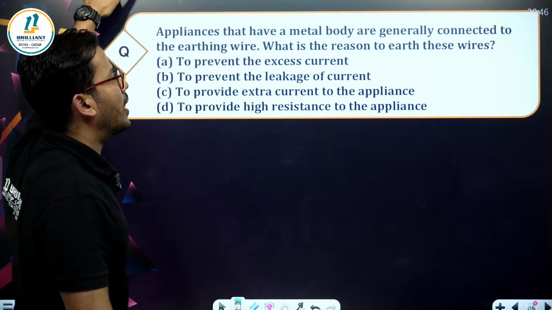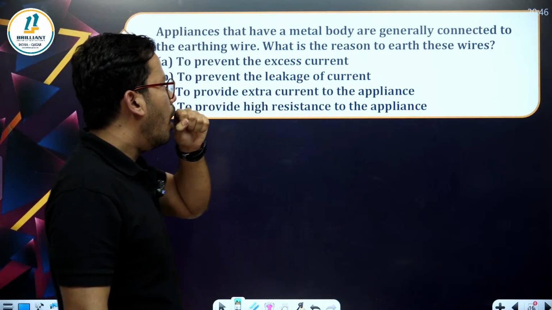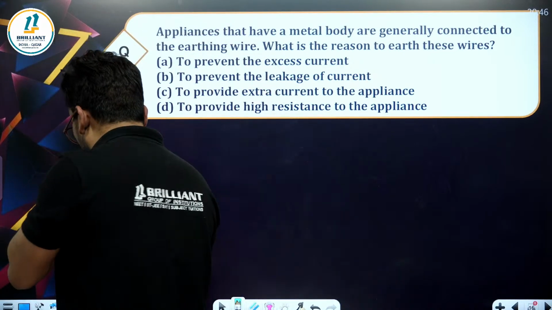Appliances that have a metal body are generally connected to an earthing wire. What is the reason for this wire?